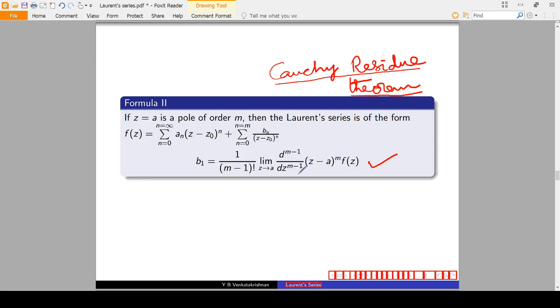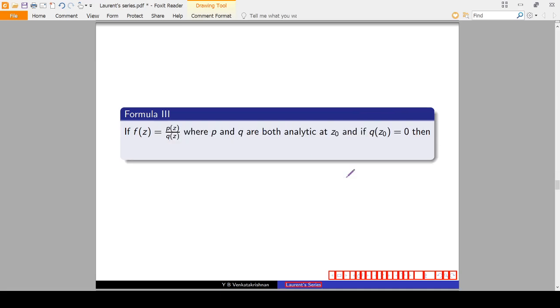If it is a pole of order m, then 1 by m minus 1 factorial into limit z tending to a, d power m minus 1 by d z power m minus 1 of z minus a whole power m into f of z will be the formula for finding the residue if it is a pole of order m. The third formula is independent of the Laurent series.